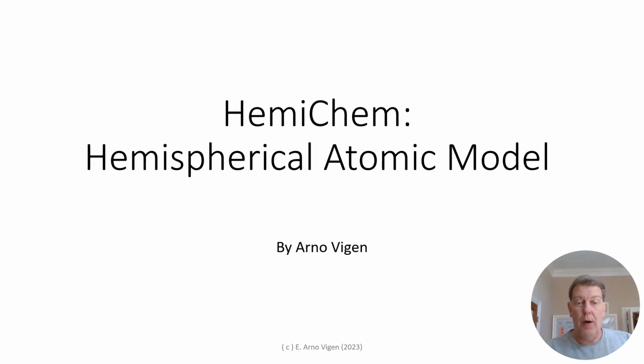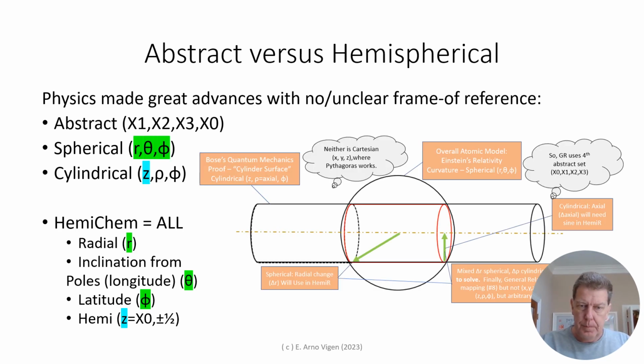Today we're going to talk about the hemispherical atomic model. This is the basis for all of HemiChem: that at the core of it, the world at the subatomic level is based upon longitudinal rings, which really are simple to understand and able to be presented visually, not just formulas.